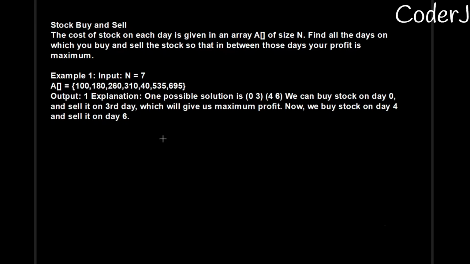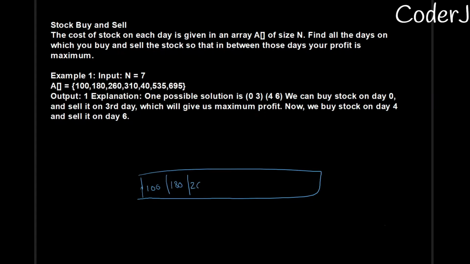So let me just draw this array first. We have an array of size 7: 100, 180, 260, 310, 40, 535 and 695. Okay, all right. So what they basically want is for you to buy your stock. These are prices of the same stock, and they want you to buy it and sell it so that you are able to maximize your profit.